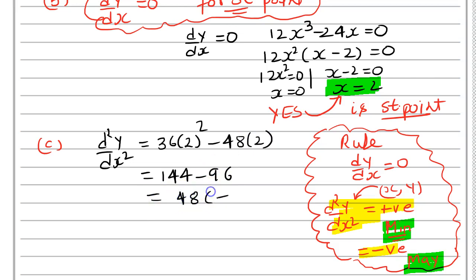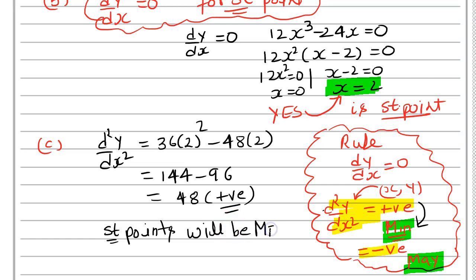So if you see here we got positive, so d2y by dx2 is positive. If it is positive, then it means the stationary point will be minimum. This is what the examiner was asking, the nature of the points. So the stationary point will be minimum because it is positive. Okay, let's go for the next question now.